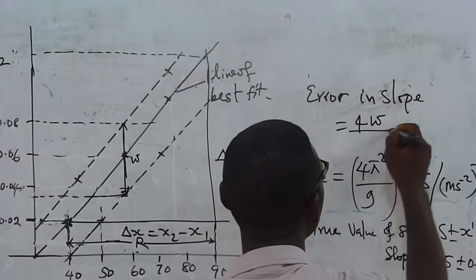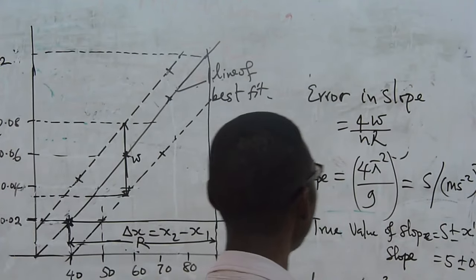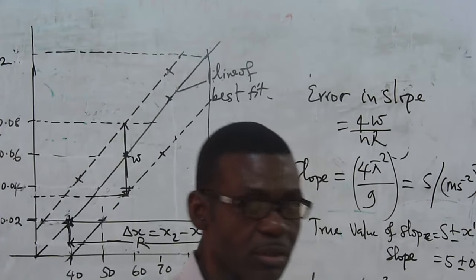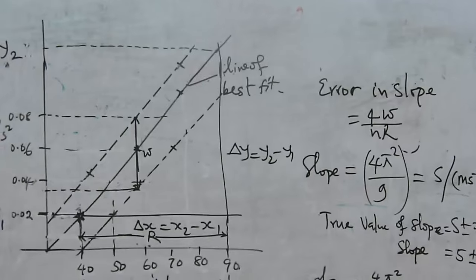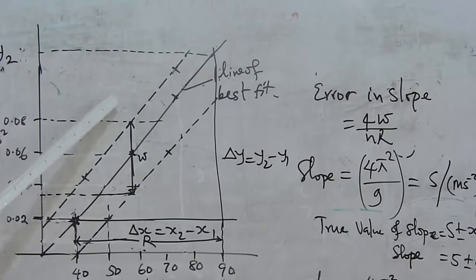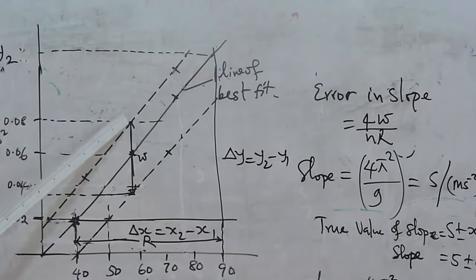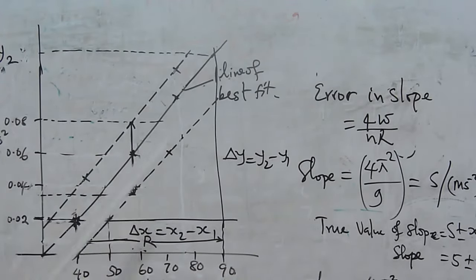4 omega over nR. That's my error in slope. So, having taken the value of omega here, the distance between the point of the upper error line and the lower error line, that is omega. I multiply by 4. This is my range.